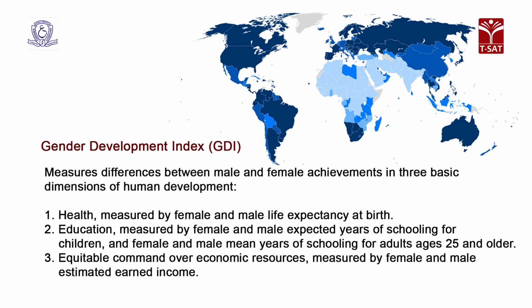development: health, measured by female and male life expectancy at birth; education, measured by female and male expected years of schooling for children and female and male mean years of schooling for adults ages 25 and older; and equitable command over economic resources measured by female and male estimated earned income.